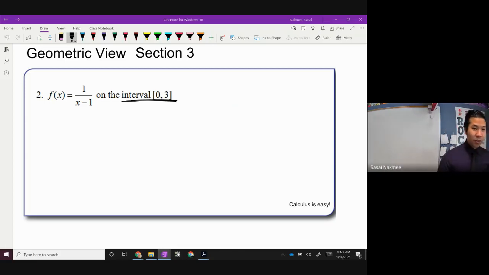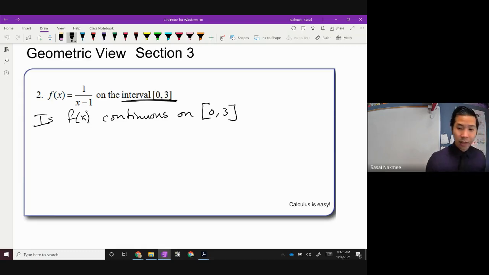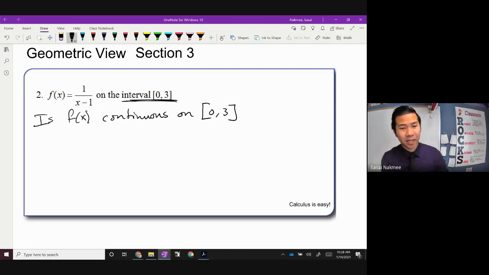Is the function continuous from 0 to 3? Hopefully you guys can see that it is. Or is it? What do you think? Is f of x continuous on 0 to 3? I don't have a graph to look at this time. Instead, I need you guys to tell me, looking at this function, can you tell if this function is continuous or not from 0 to 3?